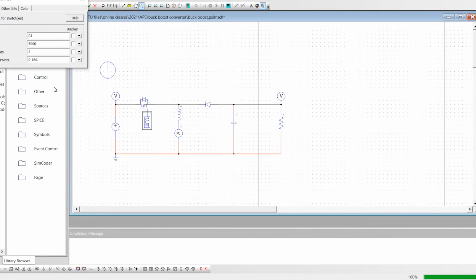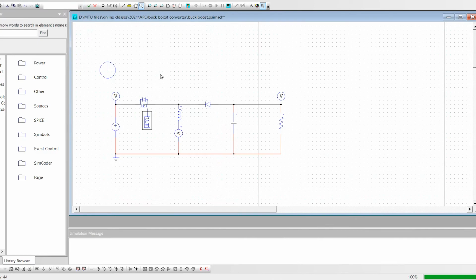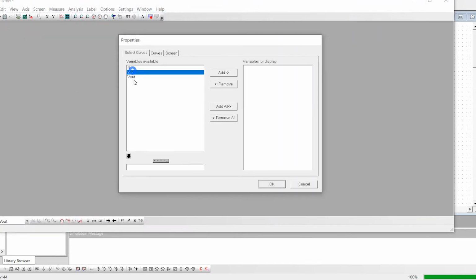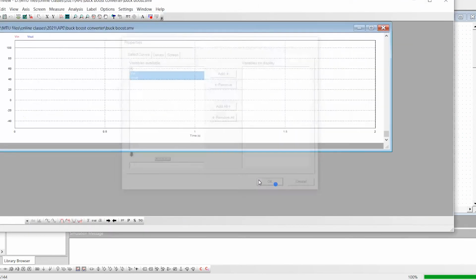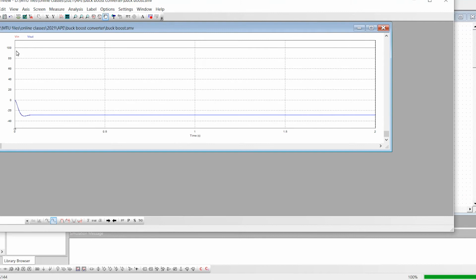If I give a duty cycle less than 0.5, let's say I give a switching point of 80, which is less than 180, then it will become a buck converter, that is step down. So let's see again. V in, V out. See, the input is 100 volt and the output is around 30, in the opposite polarity. This becomes the buck converter.